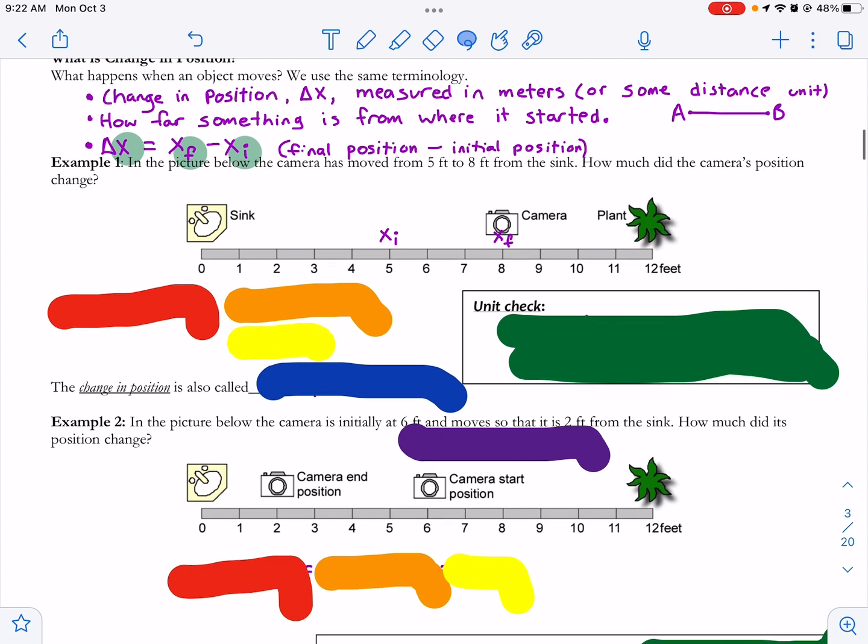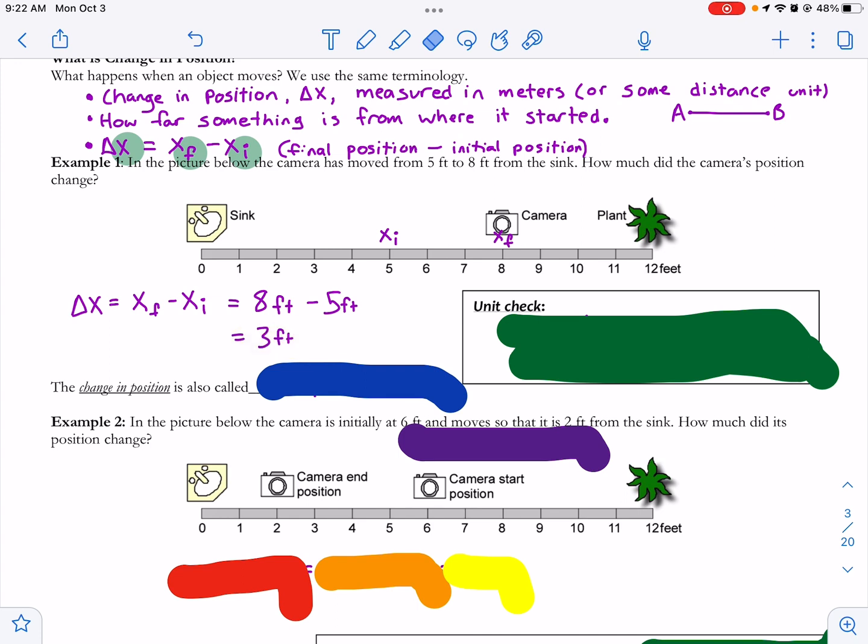So what I'm going to do is use that formula, this final position minus the initial position. I'm going to take those numbers and stick them in there. So I'm going to be doing the final, which is the 8 feet, minus the 5 feet. So 8 feet minus 5 feet. Now, hopefully that's a number you can do in your head. 8 minus 5 is 3, so 3 feet.